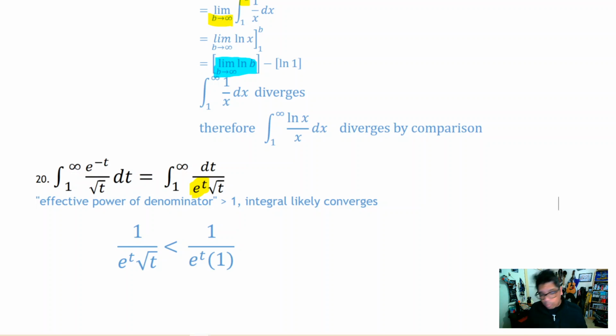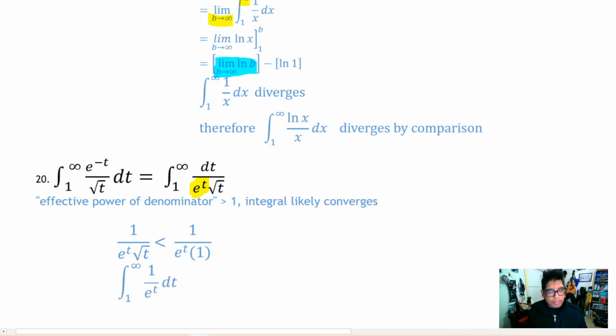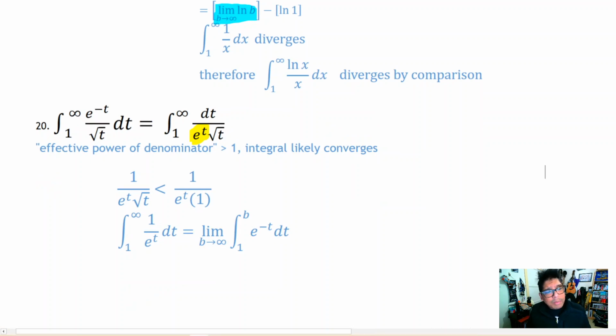So let's take the integral of 1 over e to the t. And we'll do something about that upper limit right away. And also, while we're at it, 1 over e to the t is a little bit difficult to integrate. I think it's easier to look at e to the negative t power. Okay, that's a little bit better because I know the antiderivative of e to the negative t is negative e to the negative t.